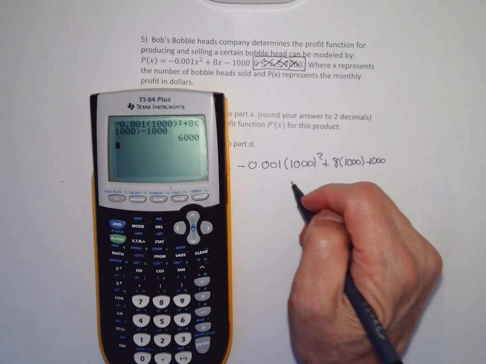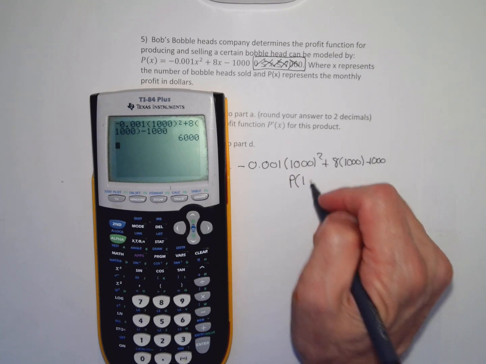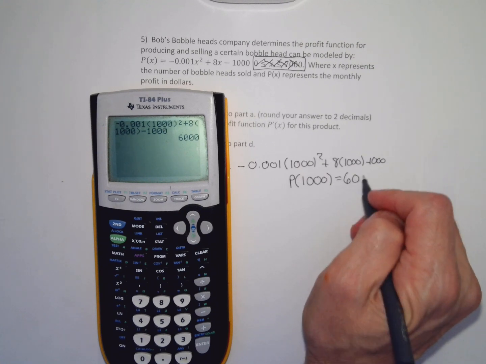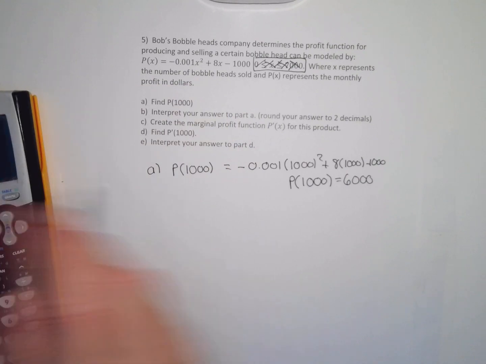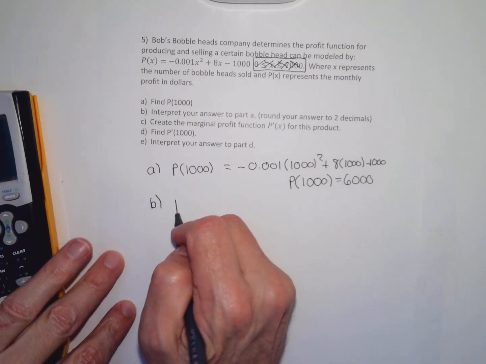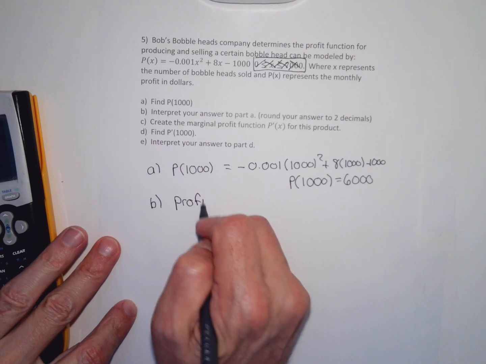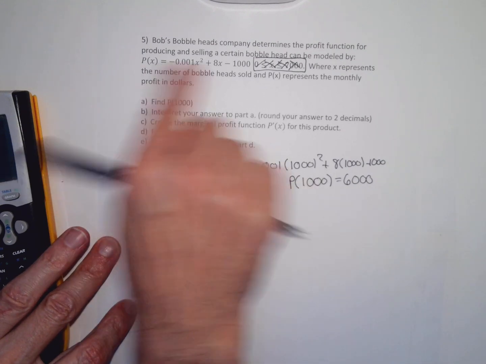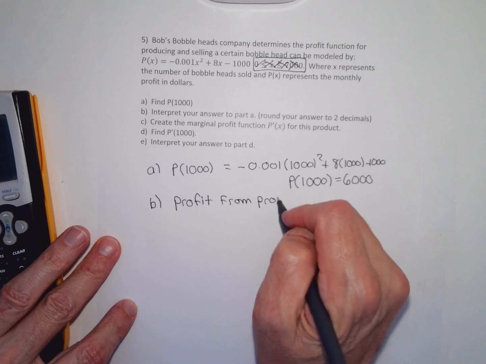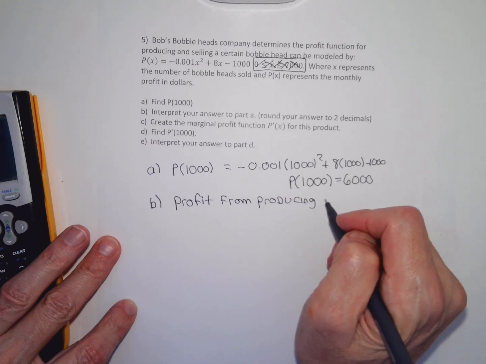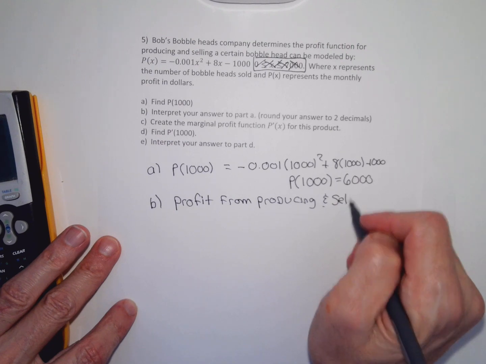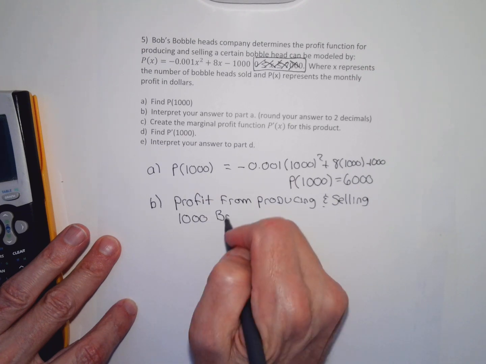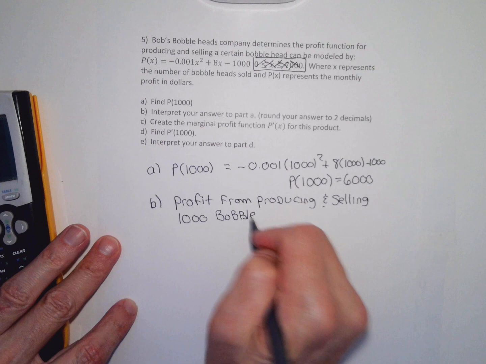Assuming I didn't make a mistake, my answer to part A is the profit from making and selling 1,000 bobbleheads is $6,000. So now I'm going to do the interpret part for part B. So the profit, and this company produces and sells the bobbleheads. So I'm going to say from producing and selling. The number in the parentheses is the number of bobbleheads. And the number to the right of the equal sign is the profit.